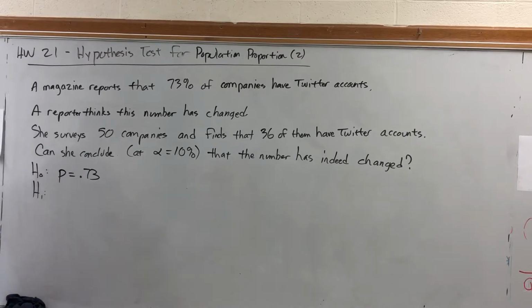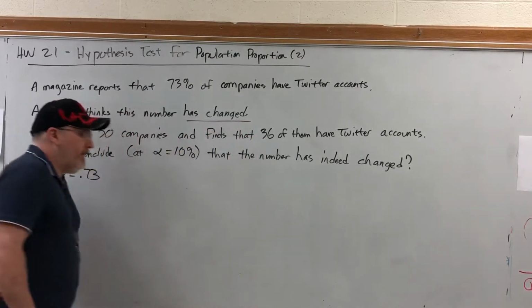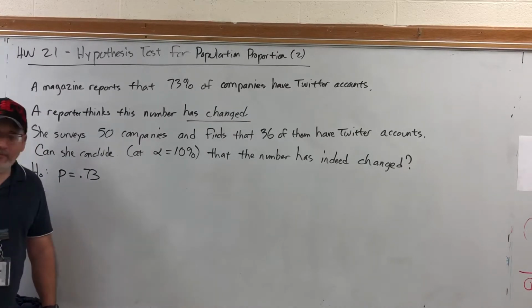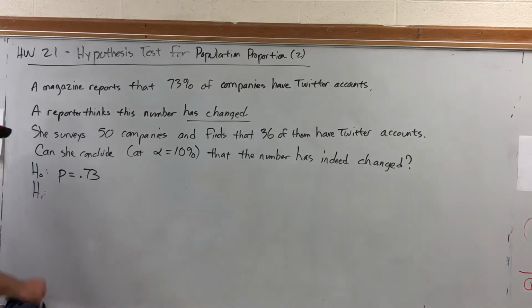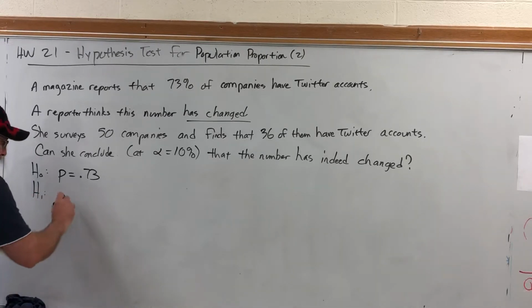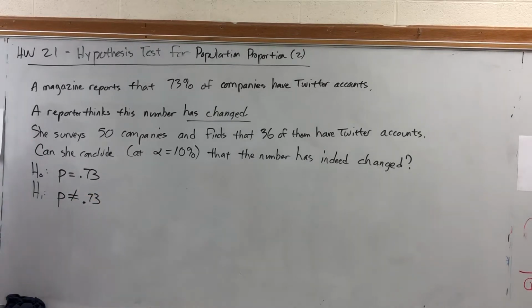So what is the reporter counterclaiming? She thinks the number has changed. Now, she didn't say that it went up, and she didn't say that it went down. She said that it's just different. And so her claim is that the population proportion is no longer equal to 0.73. And I'm going to get the evidence to prove it. All right, so there's our hypotheses.